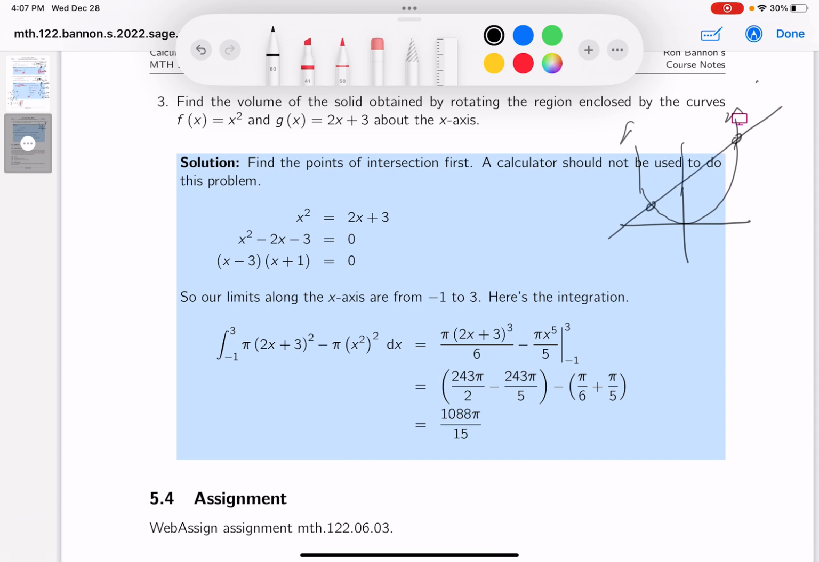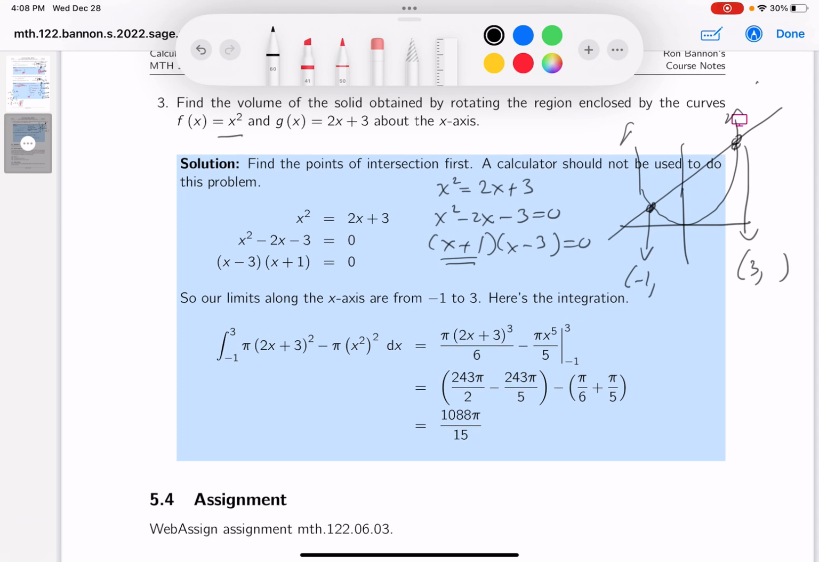Let's figure that out. So you get x squared is equal to 2x plus 3. x squared minus 2x minus 3 equals 0, factor. That's 3 and 1, minus plus. So I got my points of intersection. This point over here is going to be minus 1. That's the x value. And this point over here is going to be 3. And that, again, that's the x value.